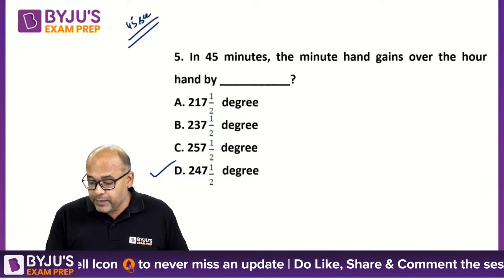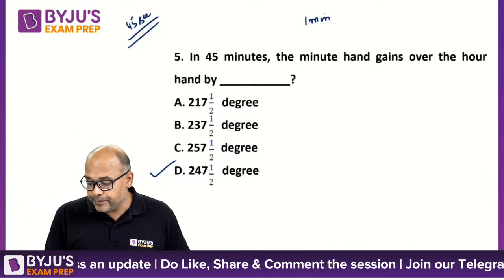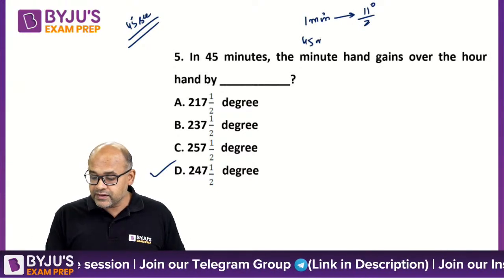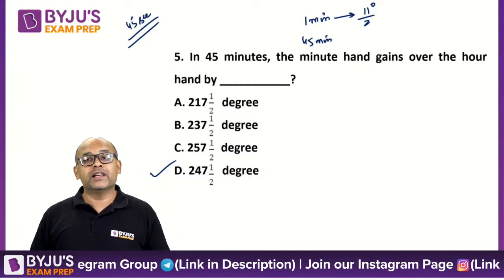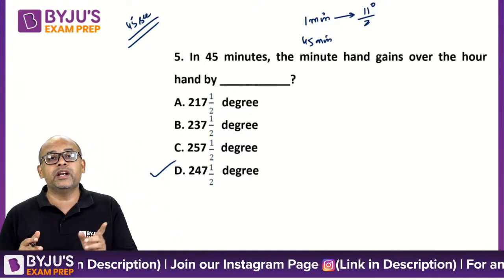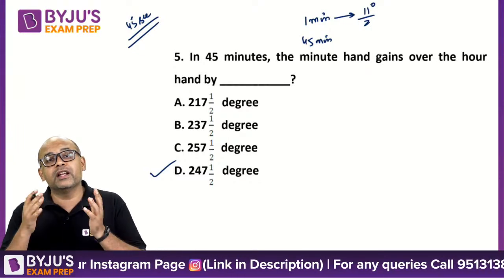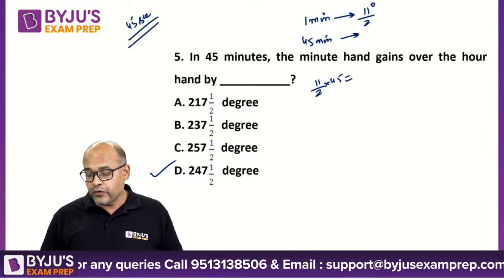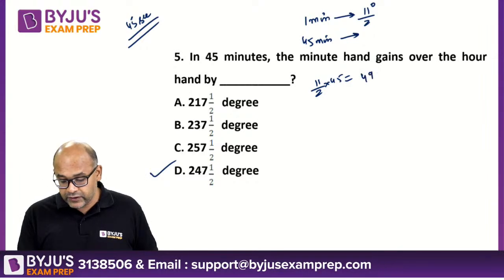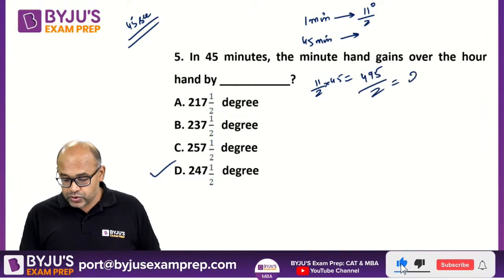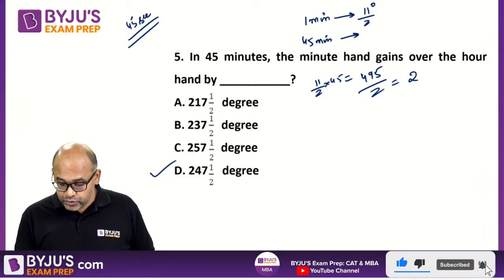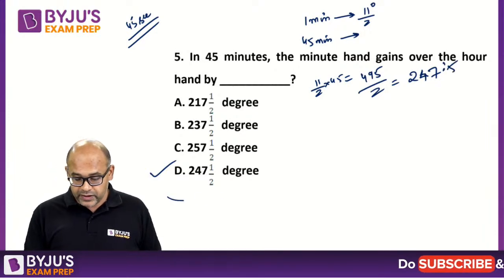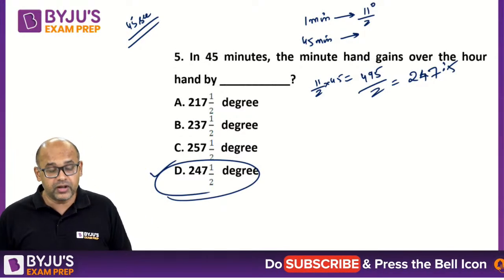So what happens in 1 minute, the relative speed between them is 11 by 2 degrees, 5.5 degrees. So in 45 minutes, how much extra is the relative? Basically the distance between them increases by 5.5 degrees every minute. In 45 minutes, the distance will just increase by that much. So 11 by 2 into 45. 45 into 11 is 495 by 2. So 2 4s are 8, 2 7s are 14, so 247.5. That is 247.5 degrees, option D.